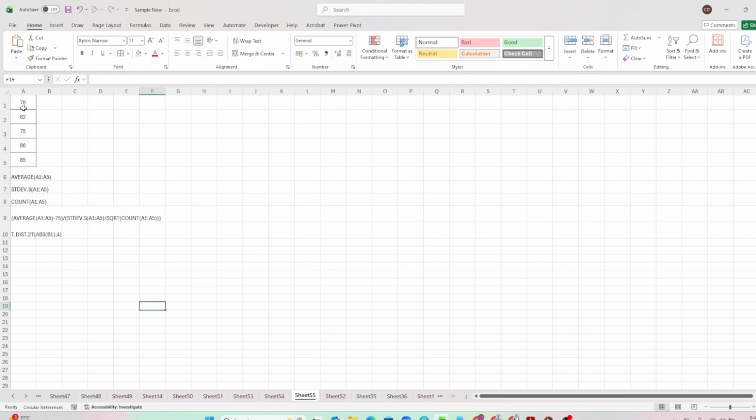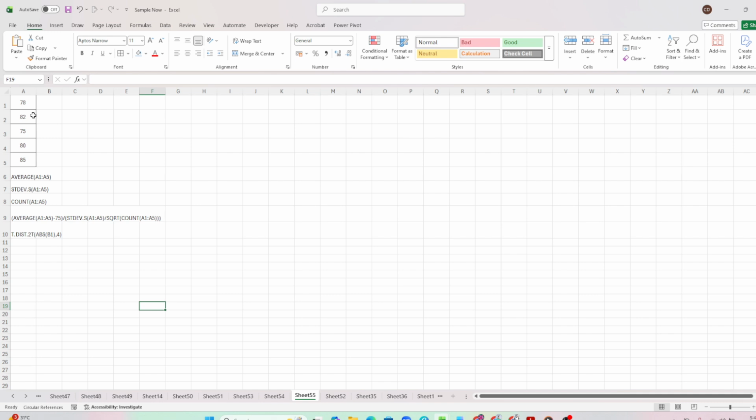The test statistic follows this structure. T equals the sample mean minus the hypothesized mean, divided by the sample standard deviation over the square root of the sample size. In symbols, t = (x̄ − μ) / (s / √n). Here, x̄ is the sample mean, μ is the hypothesized mean, s is the sample standard deviation, and n is the sample size.